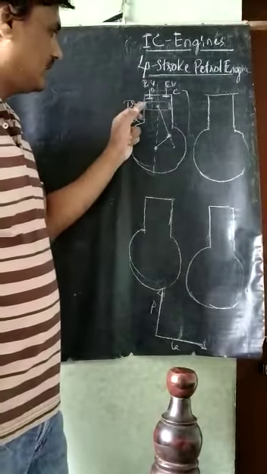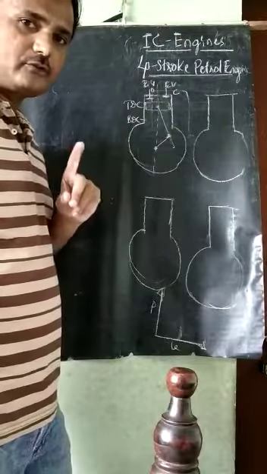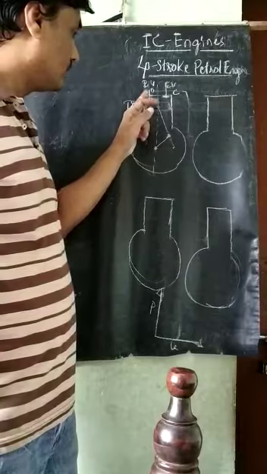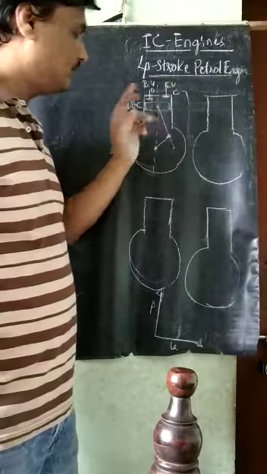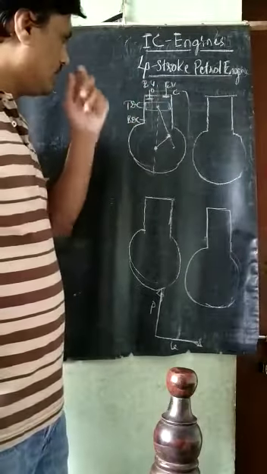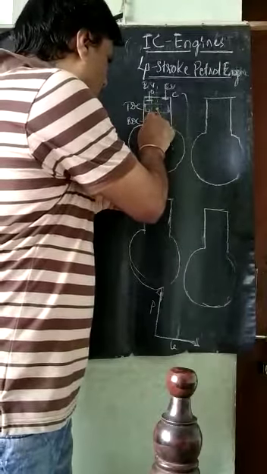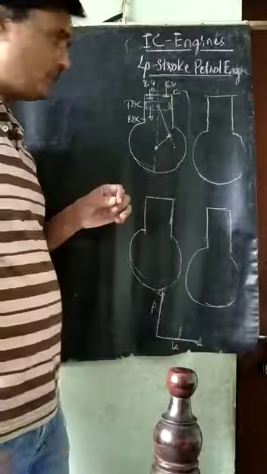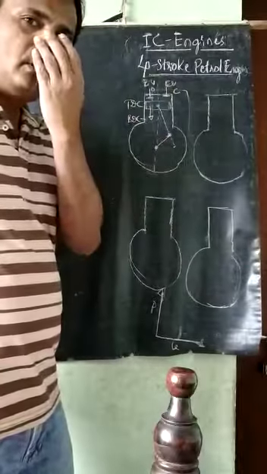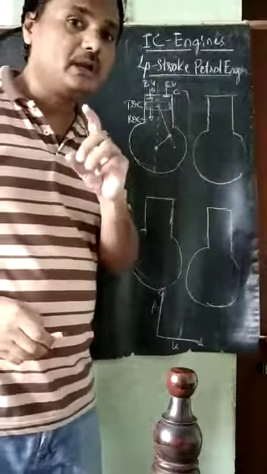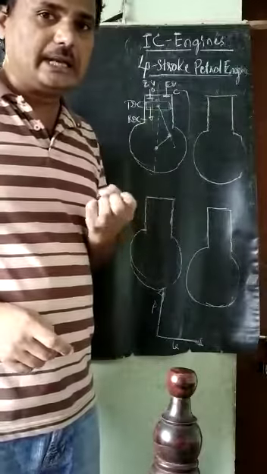When the piston is at top dead center in the first stroke, the inlet valve is open and the exhaust valve is closed. Next, the piston starts moving downward towards BDC. Here pressure reduces and suction is created.